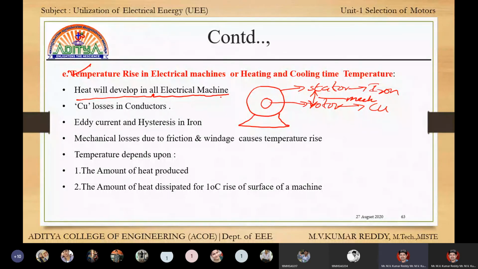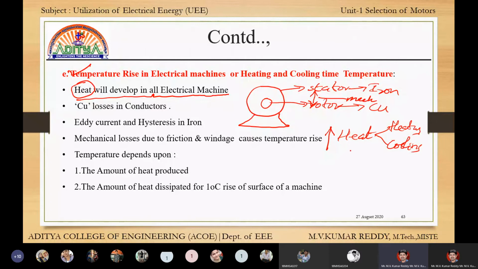Whenever current is given to the motor, due to rotation and taking the electrical input, heat is developed. Hence, whenever the motor is on, heat will increase. Hence, we consider two conditions: heating condition and cooling condition.